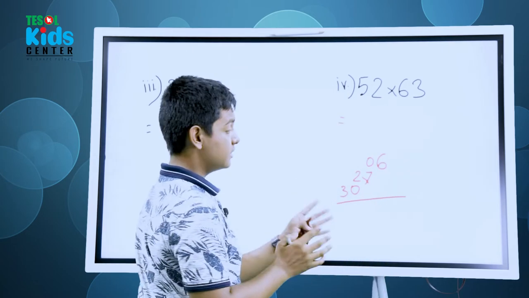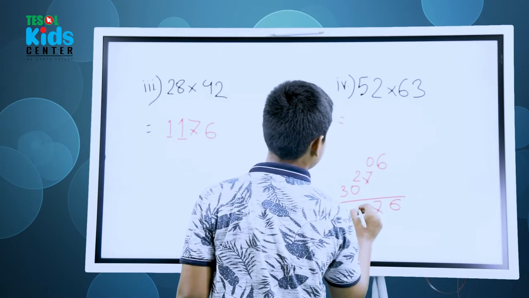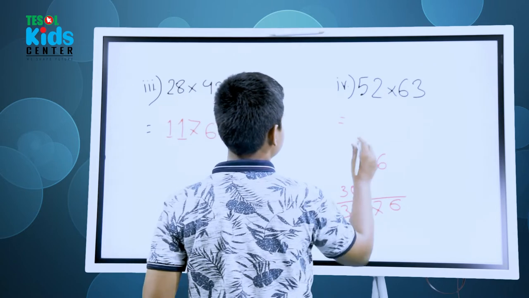Then we're just gonna add it. 6, then 7 plus 0, 7, 2, and 3. That means 3276 is our answer.